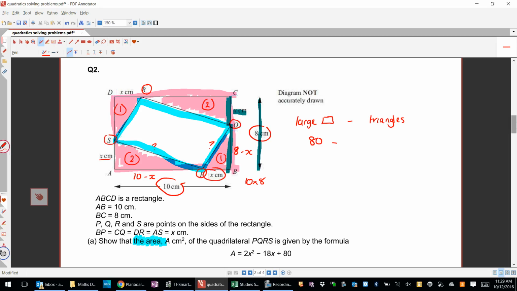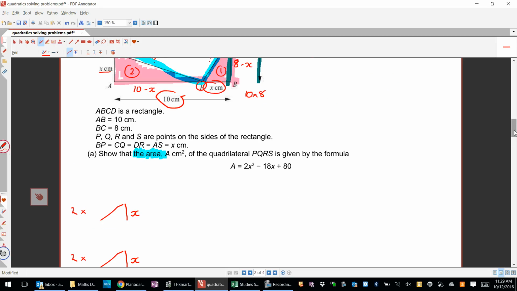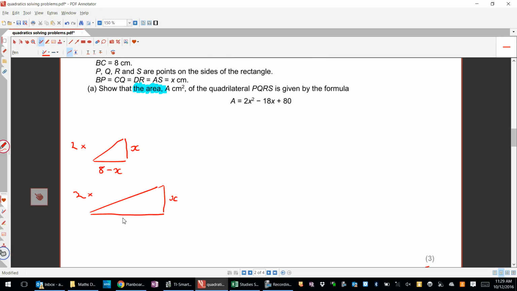So this triangle here is the second one, the slightly longer one. So again, it's x and 10 minus x. So what's the area of a triangle then? Base times height divided by 2. So if I write it's a half times, do you understand that multiplying by a half is the same as dividing by 2? Okay, so a half times x times 8 minus x.